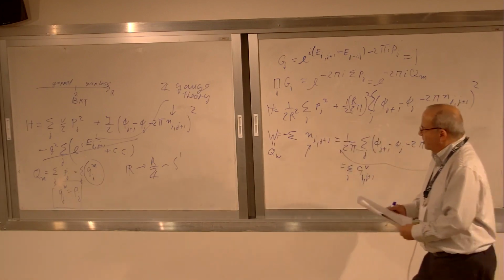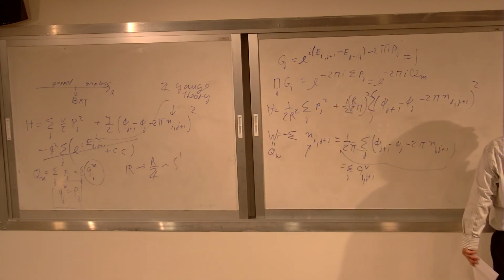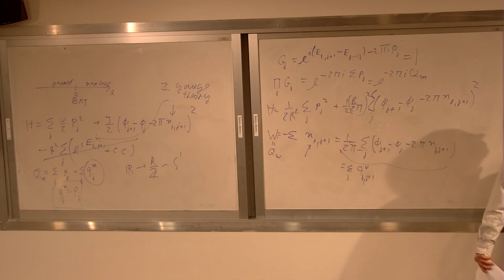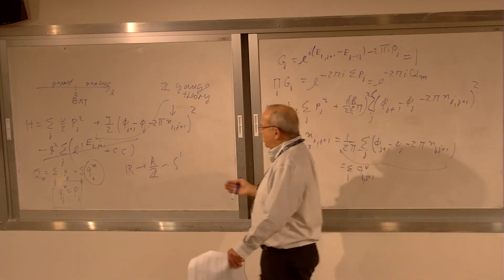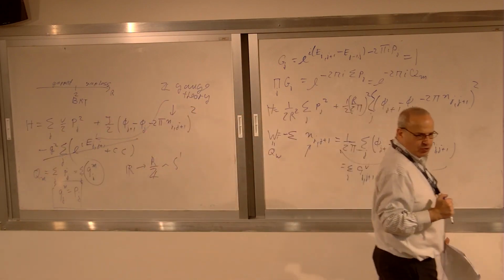So this model on the lattice has the following symmetry. We have U(1) momentum, which we discussed before. We have U(1) winding, which we discussed here. And we also have a Z2 that flips the sign of everything, flips the sign of phi and n and p. This is exactly the symmetry of the continuum model.